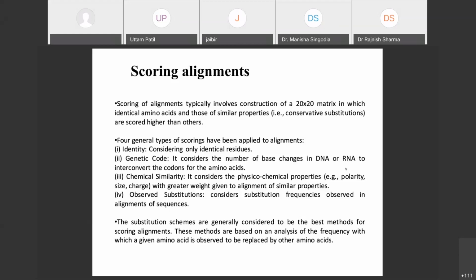So this shows how amino acids change over a given period of time, because as time passes, because of evolutionary processes, amino acid or nucleotide sequences may also change. So this considers the effect of that evolutionary time, and therefore these are considered to be the best methods for scoring of the alignments. These methods, as I said, are based on the analysis of the frequency with which a given amino acid is observed to be replaced by other amino acids.